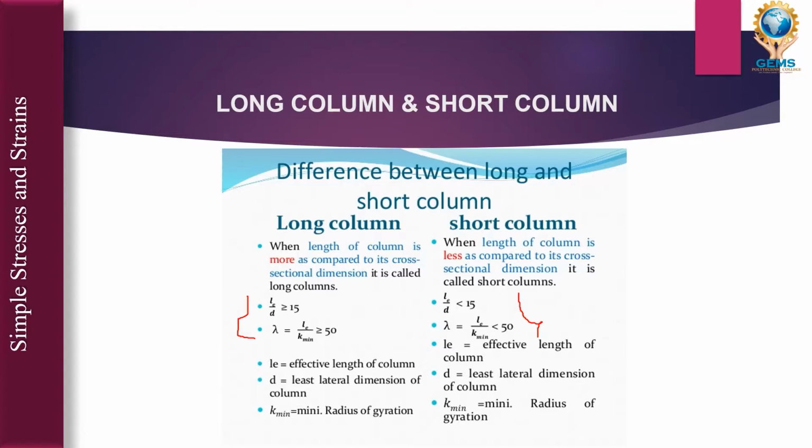This is slenderness ratio. Remember, lambda is equal to LE by K minimum. K minimum is the radius of gyration, which should be minimum. Then LE is equal to effective length, D is equal to least lateral dimension of the column, and K minimum is equal to minimum radius of gyration. Already you know these 2 points. Understand?